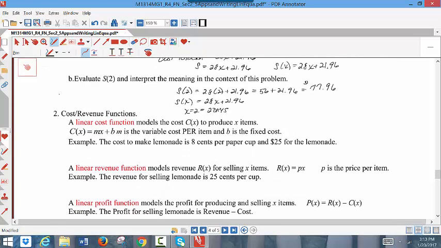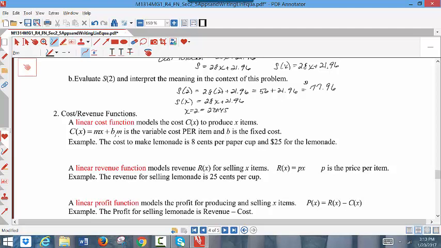Okay. A linear cost function. This is part 2. A linear cost function models the cost to produce x items. C of x is mx plus b. M is the variable that represents the cost per item, and b is the fixed cost.